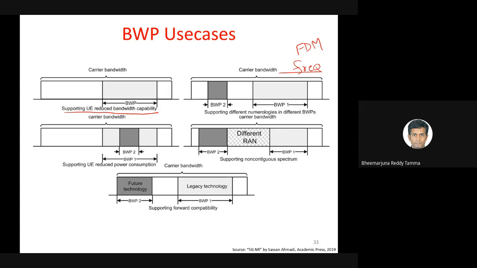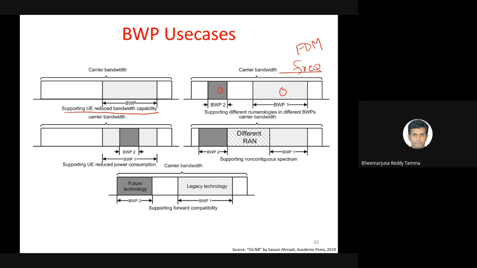On each of the parts, you are configuring one of the numerologies. It could be numerology 0, and this could be, let's say, numerology 1. That way you can support different numerologies, or you can even support the same numerology. It need not be different numerology. Both of them could be numerology 0 as well. Nothing prevents using the same or different numerologies on different bandwidth parts that are part of a given carrier bandwidth.